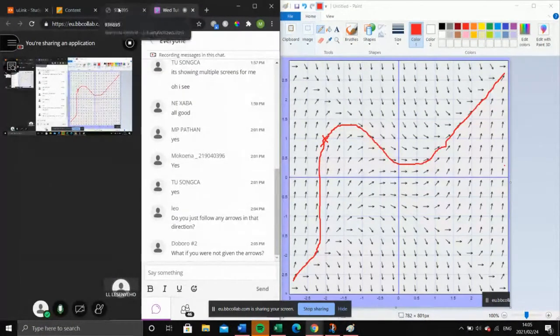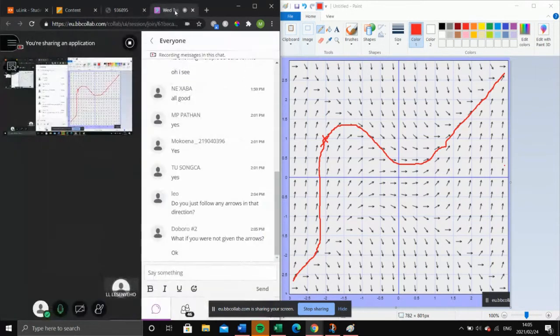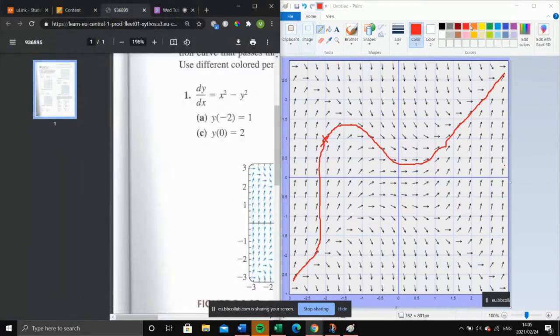What if you were not given the arrows? Okay, so if you're not given the arrows, I will go through it with you now, just hold on a second for me and I'll help you with that. So yeah, that is, you follow the arrows.